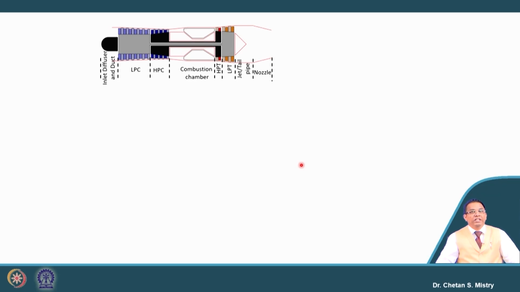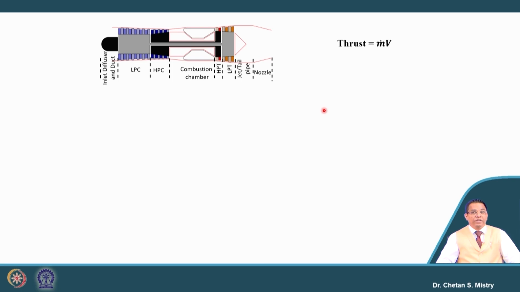Here we were discussing the turbojet engine and we realized the thrust generated is a function of mass flow rate into exit velocity. We realize that in order to increase the thrust we have two options: one, to increase the exit velocity, and second, to increase the exit mass flow rate.